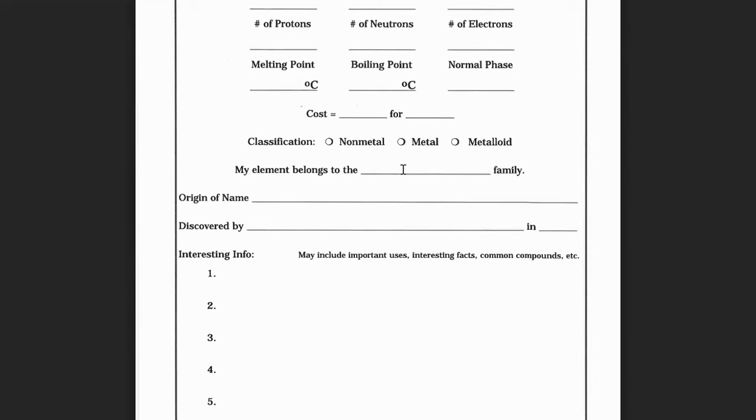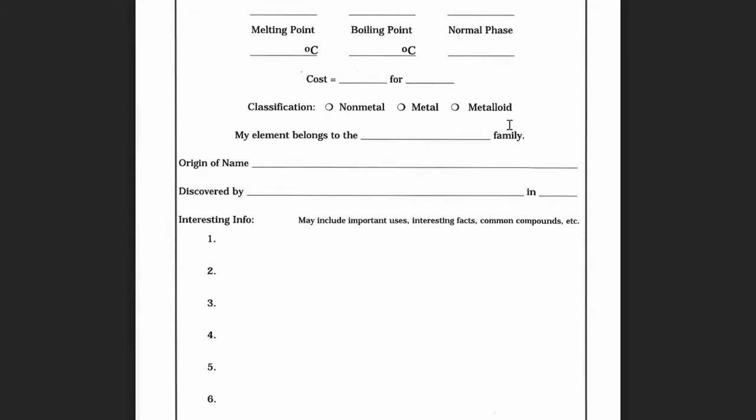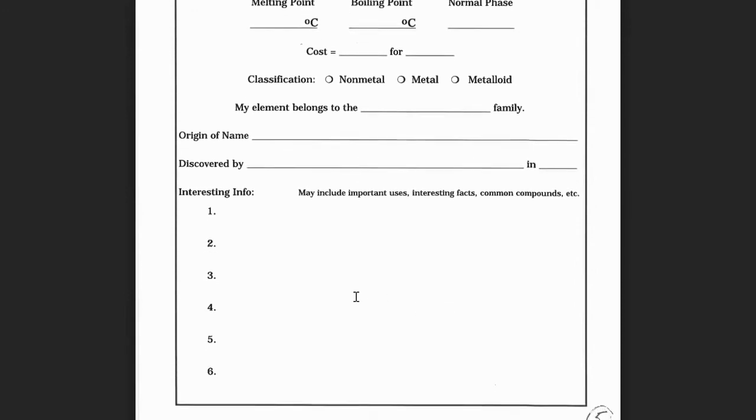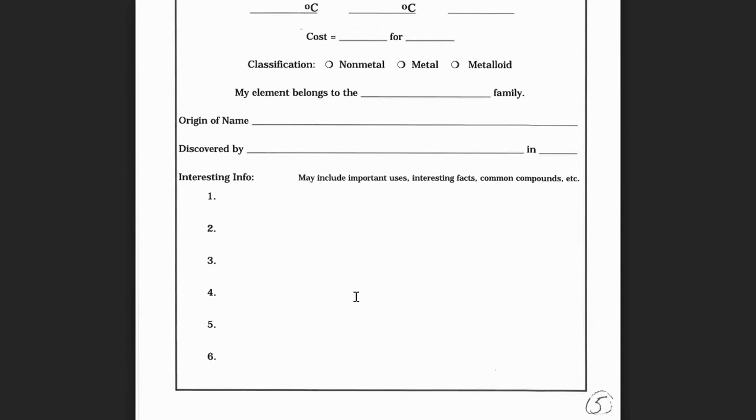Quite often, people wonder if a transitional metal is a metal. It is. The element belongs to the blank family is quite often the classification. This would be something such as a transitional metal. The origin is where your element was discovered, and who it was discovered by. And then you can include interesting information on your fact sheet.